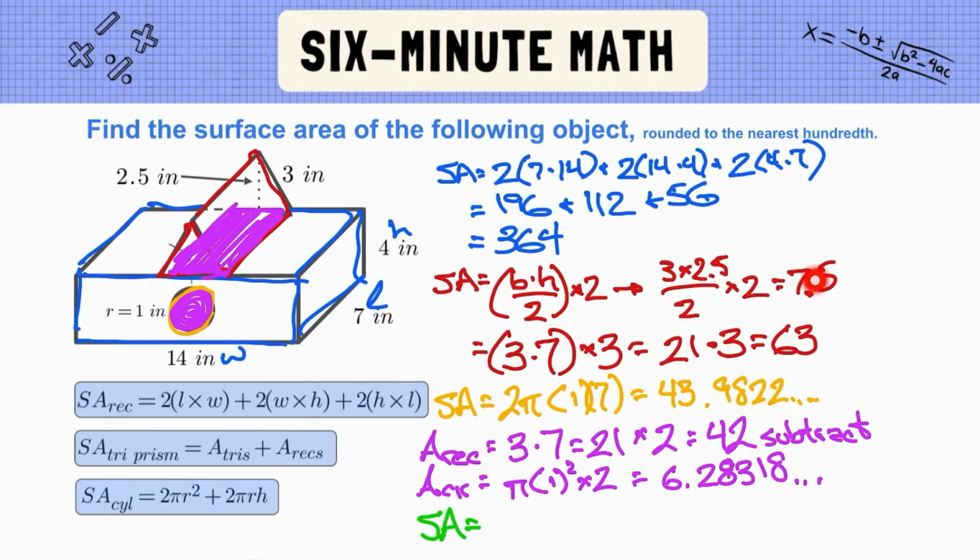And then I add up everything and subtract what I don't need. 364 plus 7.5 plus 63 plus 43.982 minus 42 minus 6.28318 gives me a final surface area of 430.19902. And I'm going to round that to the nearest hundredth, which is 430.20 inches squared.